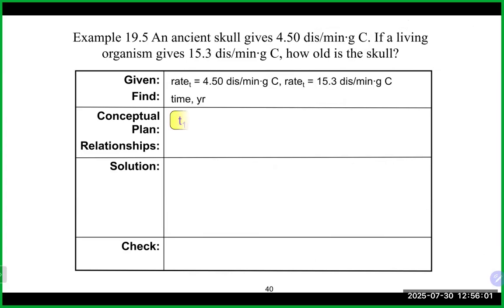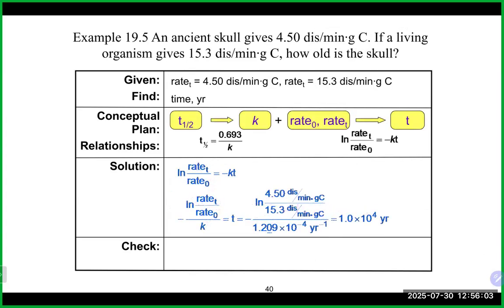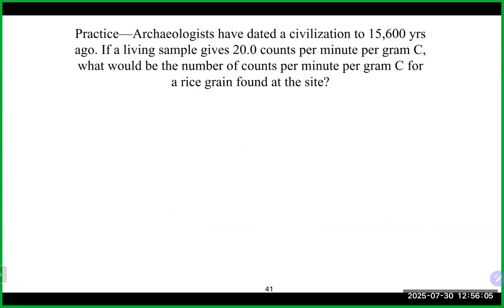All right. That's what we just did, I think. Let's try one more here. Archaeologists have dated a civilization to 15,600 years ago. If a living sample gives you 20 counts per minute per gram of carbon, what would be the number of counts per minute per gram of carbon if you found a piece of rice on the site? So give it a go. All right, so let's take a look at this one here.